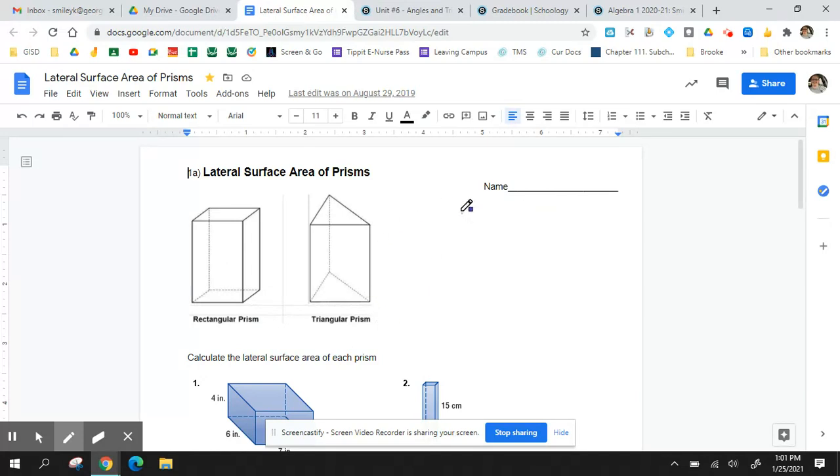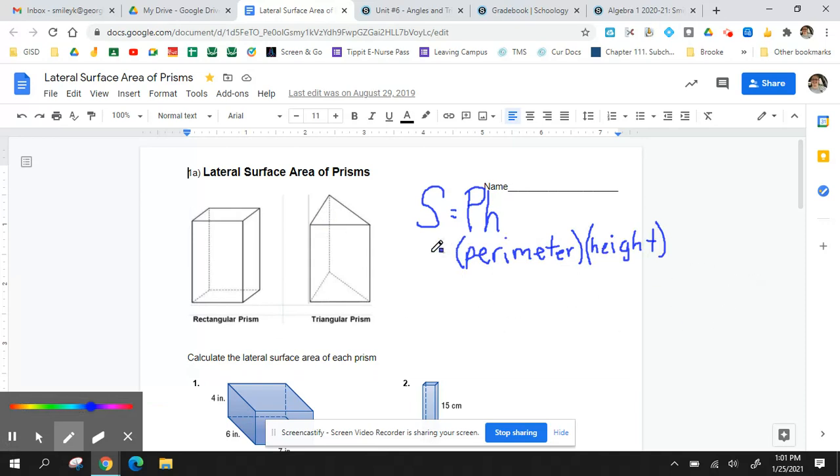We still use this same formula for both of these, which is S for surface area, and we have a capital P times H, okay? And the capital P stands for perimeter. So let me write this down. All right, so we have perimeter times height. That is what your surface area is.